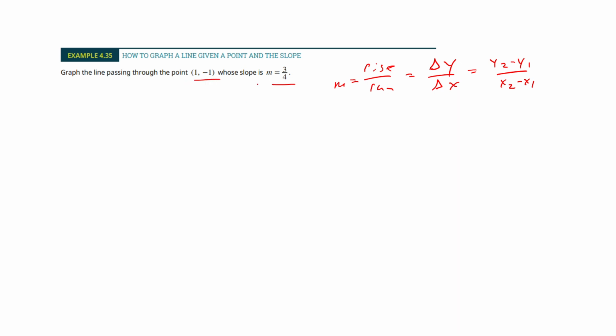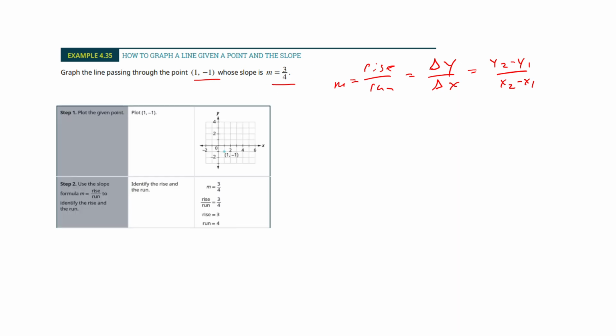Well, the power of the slope is if I know a single point that's on the line, I can then use the slope to build the rest of the line. So here's what I mean. I've got 1, -1. Well, I know the rise over the run. I know the slope. So I can go up 3. 1, 2, 3, and over 4. 1, 2, 3, 4.